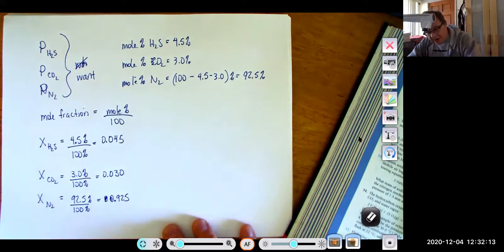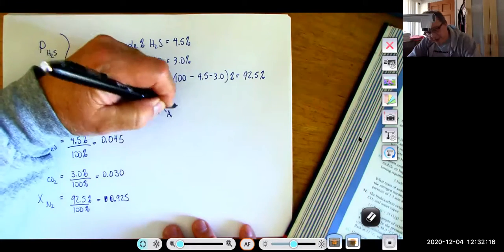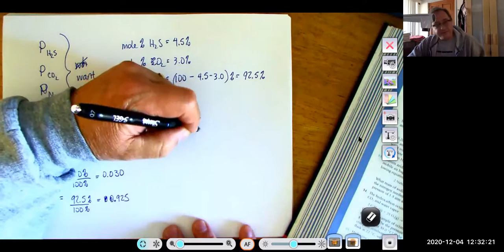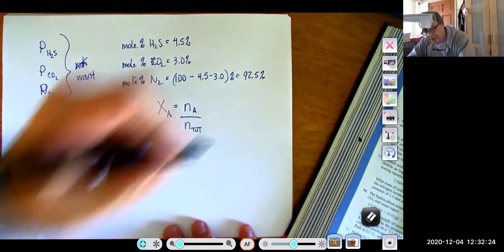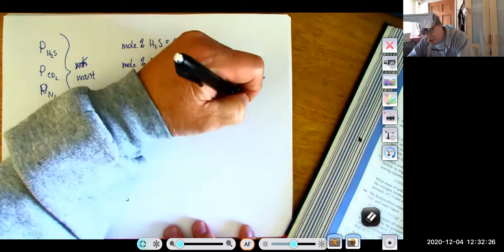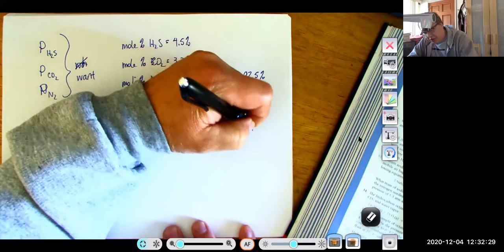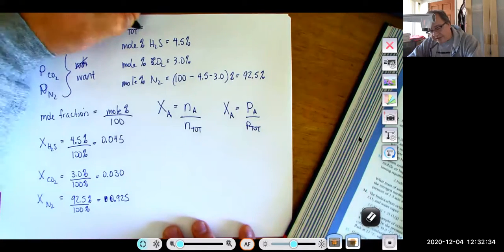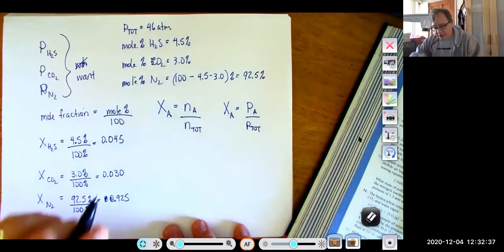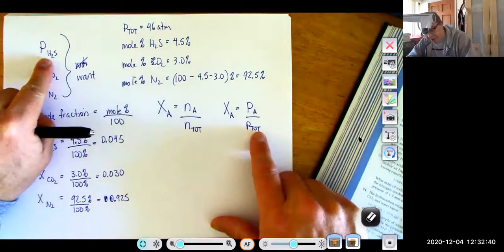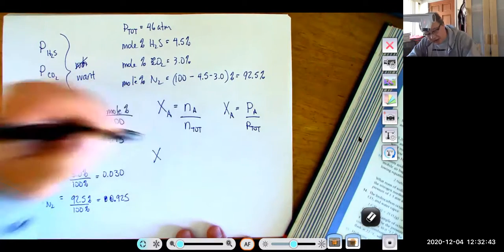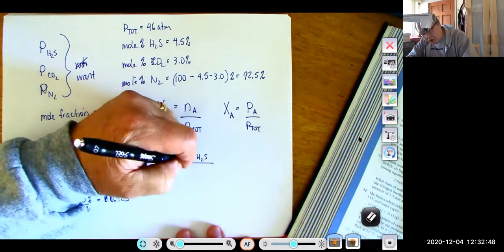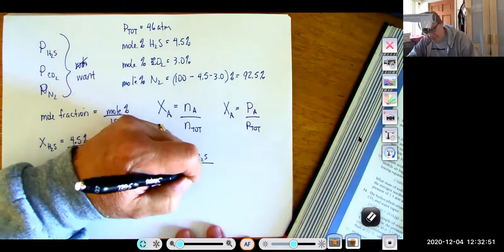Now, do you remember how I told you that the mole fraction of A is equal to the moles of A over the moles total? What else did I tell you? The mole fraction of A is equal to the partial pressure of A over the pressure total. The other thing we're given here is that the pressure total is 46 atmospheres. So if I want the partial pressure of H2S, I could do this. The mole fraction of H2S is equal to the partial pressure of H2S over the pressure total.